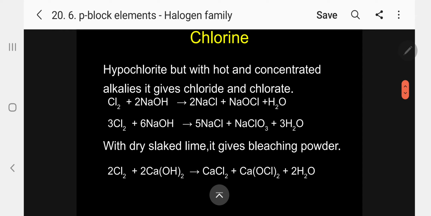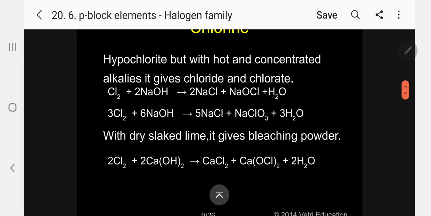With dry slaked lime, it gives bleaching powder, very, very important, used for purifying water, that is drinking water. Chlorine reacts with calcium hydroxide to produce calcium chloride and calcium hypochlorite, which is nothing but bleaching powder, and water is produced.